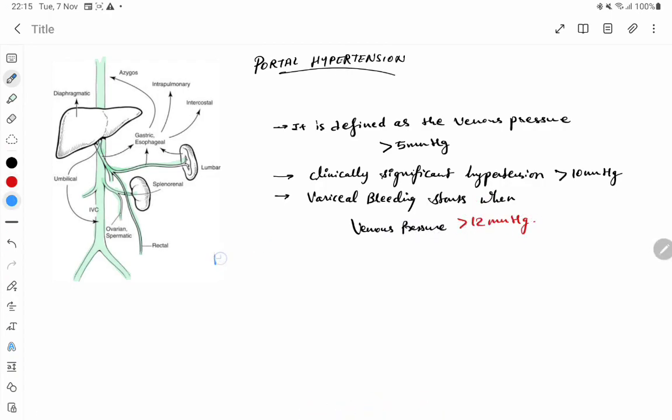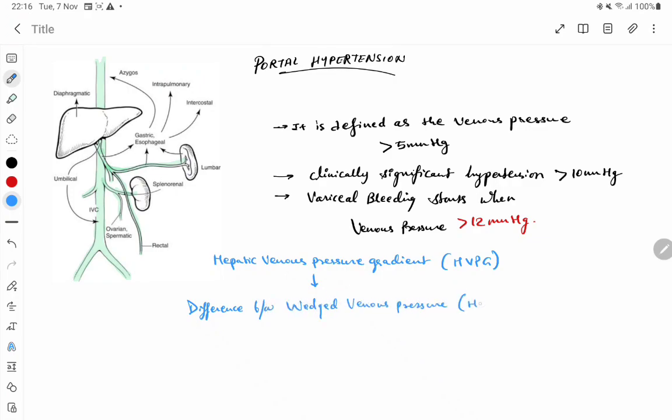Measurement of portal hypertension: the hepatic venous pressure gradient is the difference between the wedged hepatic venous pressure and the free hepatic venous pressure.